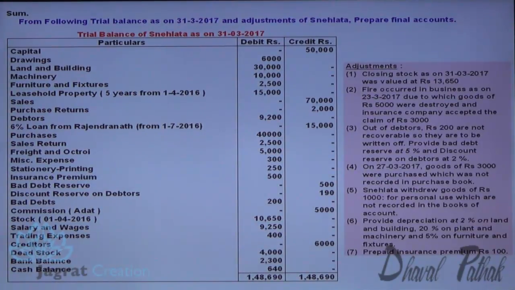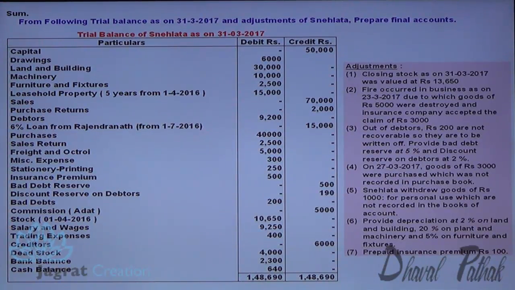Out of the debtors, 200 are not recoverable, so they are to be written off. Provide bad debt reserve at 5% and discount reserve on debtors at 2%. On 27th of March 2017, goods of 3,000 were purchased, which were not recorded in the purchase book, so they are to be recorded as unrecorded purchases. Add to purchases, add to creditors are the effects.